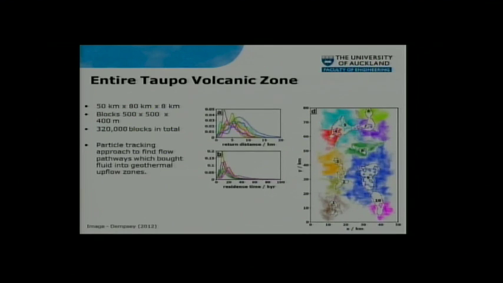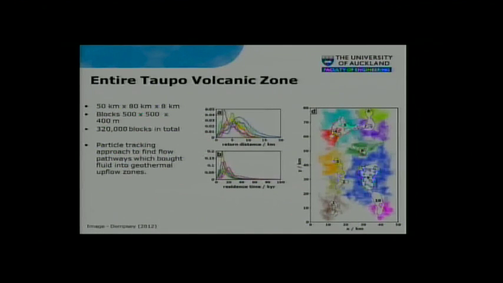So one thing that we have looked at is calculations like this, when we map now at the whole Taupo volcanic scale. So now we take a block of rock that's 50 kilometres by 80 kilometres by 8 kilometres deep. We cut it up into very large blocks. When I say the blocks are 500 by 500 by 400 metres, what I mean is I'm taking that volume of rock, 500 by 500 by 400, and I'm assigning it one permeability, one porosity. If you go into a field study in geology, you would see that there is variability well below that scale. So we have to assign average properties to these blocks to make this model tractable.